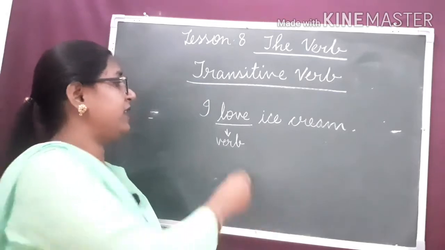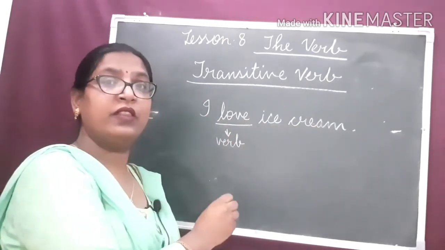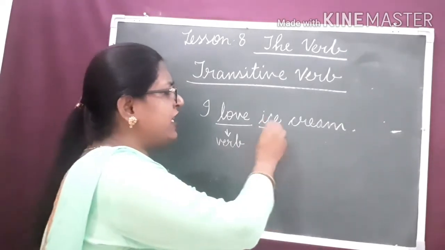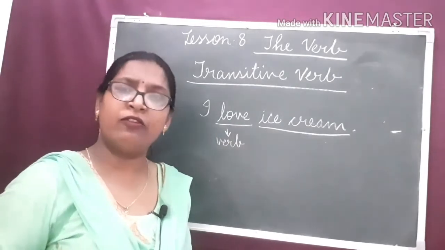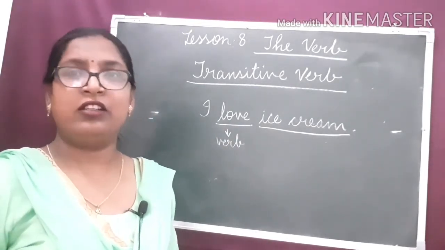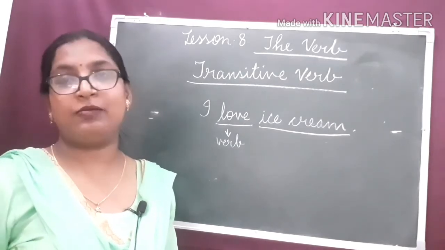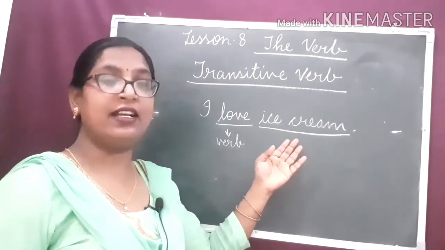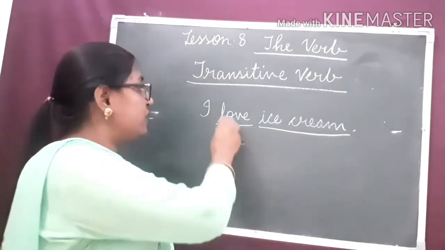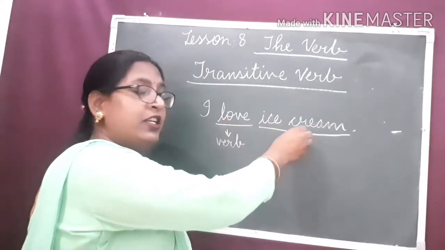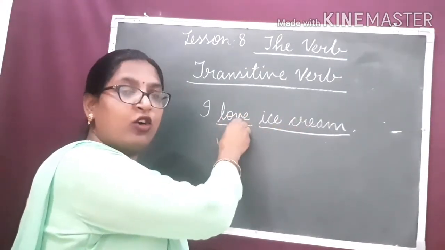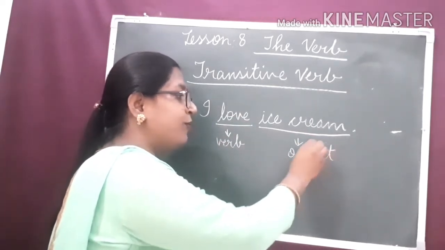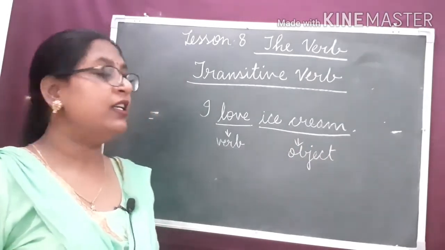Now, in this sentence, I love ice cream. Love is a verb. And the word ice cream completes its meaning. I love what? If simply we say I love, there will be a confusion. The sentence seems incomplete. So, I love what? We get the answer, ice cream. So, dear children, ice cream is a word which is completing the meaning of the verb. It is an object. It is the object of the verb.